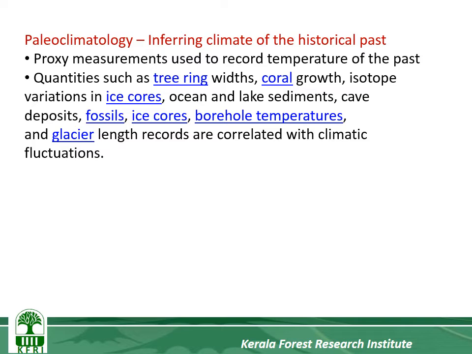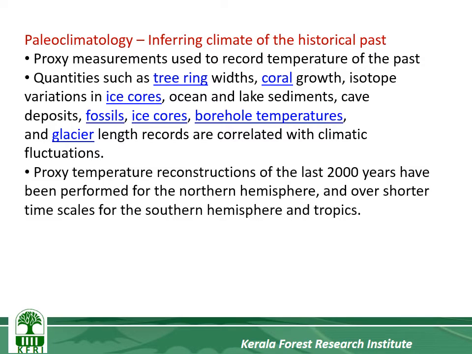Quantities such as tree ring widths, coral growth, isotope variations in ice cores, ocean and lake sediments, cave deposits, fossils, borehole temperatures and glacier length records are correlated with climatic fluctuations. I will explain in detail some of these things in the next few slides. Then the proxy temperature reconstructions of the last 2000 years have been performed for the northern hemisphere and over a shorter time scale for the southern hemisphere and tropics. So you should know that this science is now very well developed with a lot of new technologies coming. So proxy temperature reconstructions for the past 2000 years are now available.